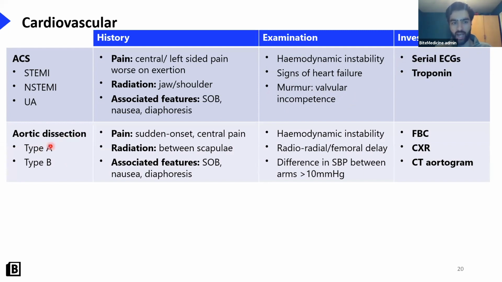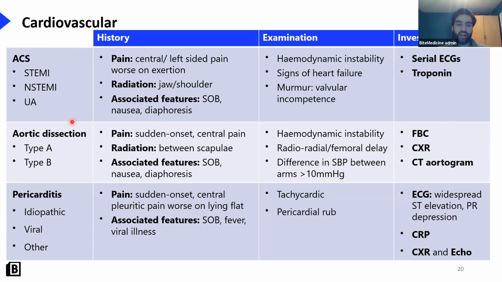Aortic dissection, type A, type B, as we discussed, that classic sudden onset central tearing chest pain radiating to between the shoulder blades. They may be hemodynamically unstable, with radial or radiofemoral delay, and again, a difference in blood pressure between the arms. It depends what source you read, but greater than 10 to 20 millimeters mercury. So there'll be a difference in blood pressure between the arms. We went through the investigations, but essentially the diagnostic investigation is CTA aortogram.